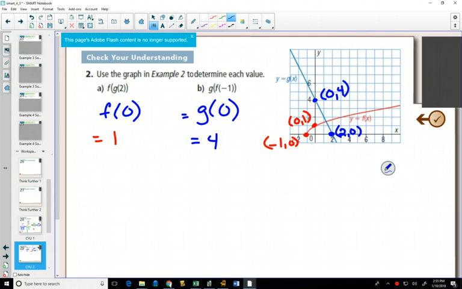Connection to something from before. You know how when we have f of x, we always say, oh, that's like your y value? So whenever you have function notation, g of 2, that's like saying, find your y value when x is 2. When I have f of 0, it says, find my y value when x is 0. And the f part tells you which function you're going to be using for that.